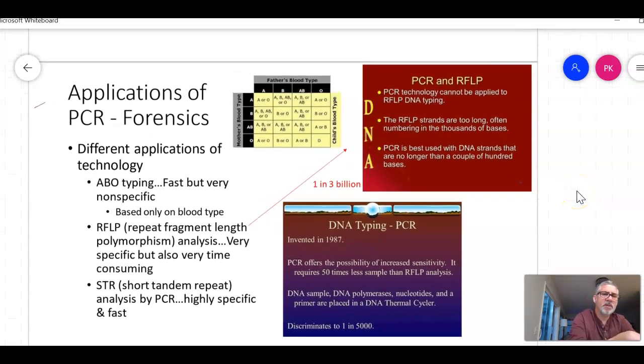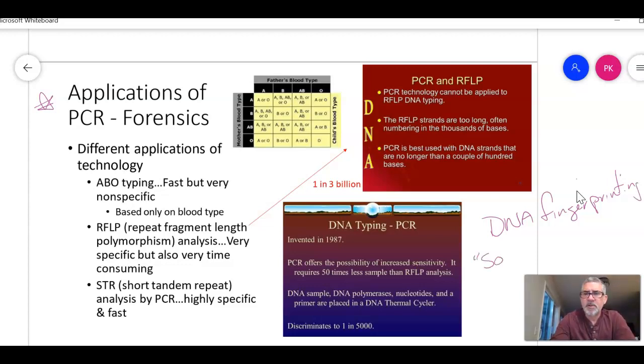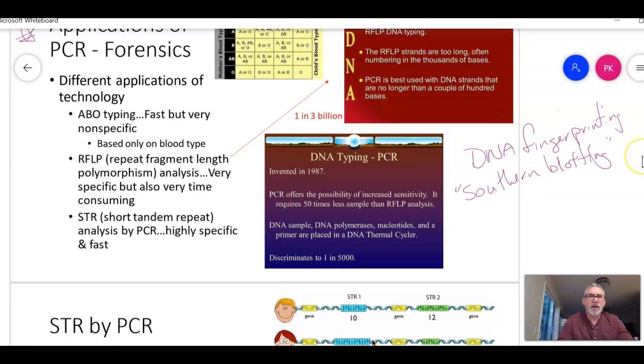Probably one of the largest applications on the commercial basis is PCR forensics. So a couple things. We can use it for ABO typing. There are probably simpler ways of doing it, so it's probably not that common. But DNA fingerprinting, originally called Southern blotting, because it was developed by a guy named Edward Southern, took advantage of what's called RFLPs.